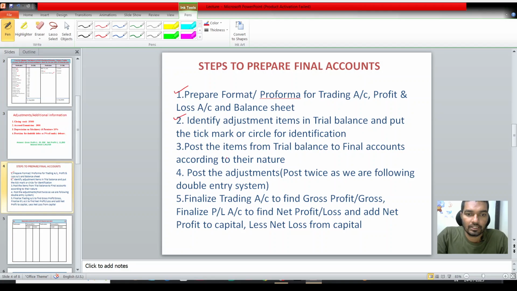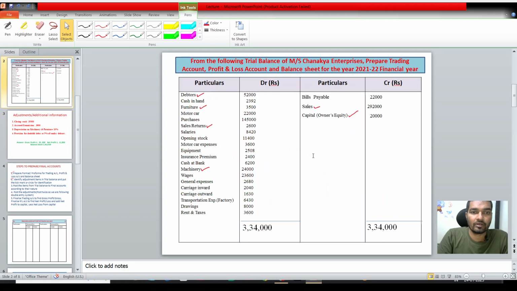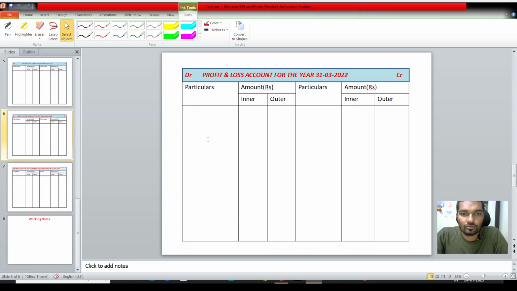and moving to the third step, post the item from trial balance to final accounts according to their nature. So according to the order we need to post the item, and whatever the item you have identified, you put a tick mark and ensure that that particular item will be shown in the inner column in the final accounts. So let us move to the third step, posting of all the items from trial balance to final accounts. The first item is debtors. So this debtors we need to show. A debtor is an asset, so go to balance sheet.